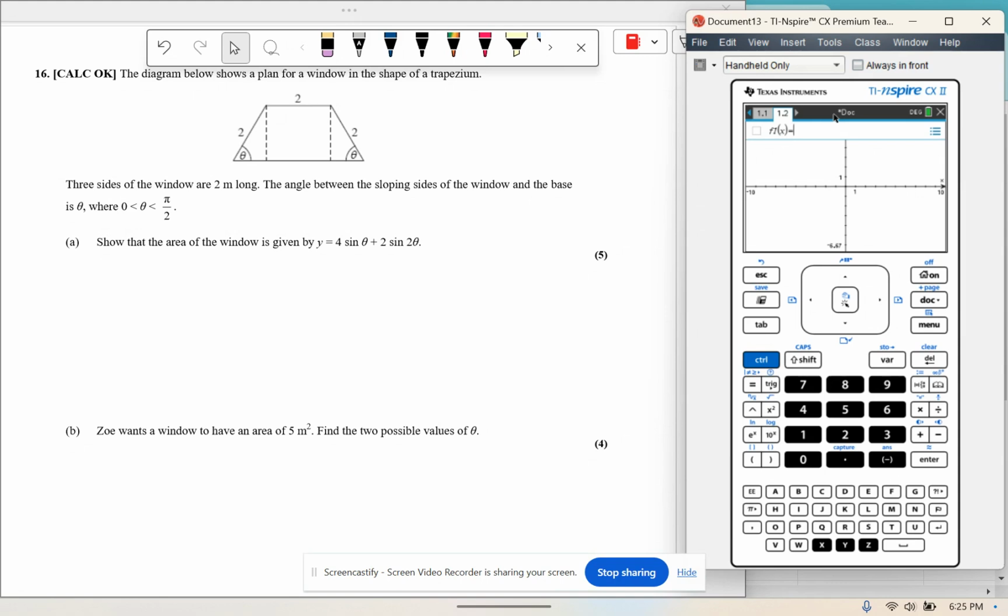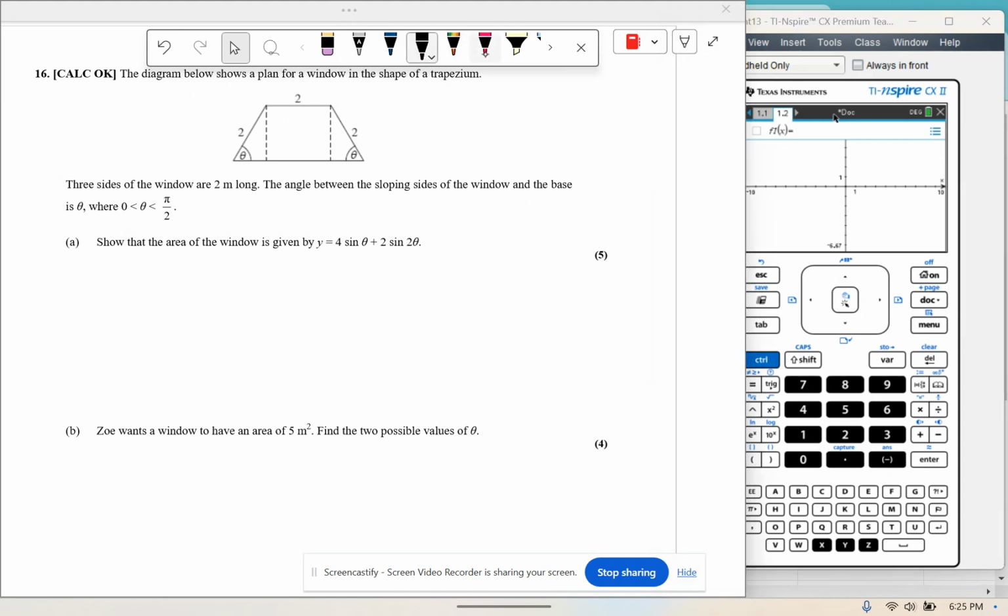Okay, so the area of the trapezium is going to come from 3 composite shapes. This triangle, this rectangle, and this triangle. If the side of this rectangle is 2, then the side across from it must also be 2. And then it looks like we've got, that's about it.